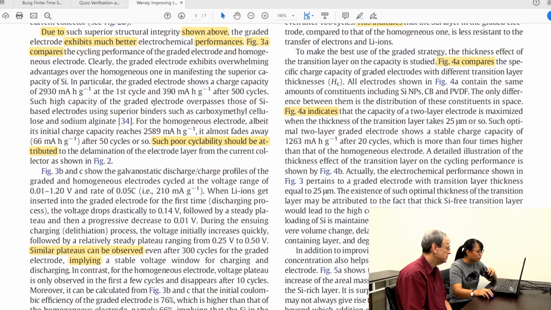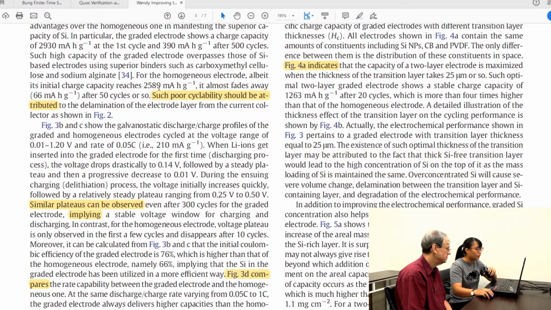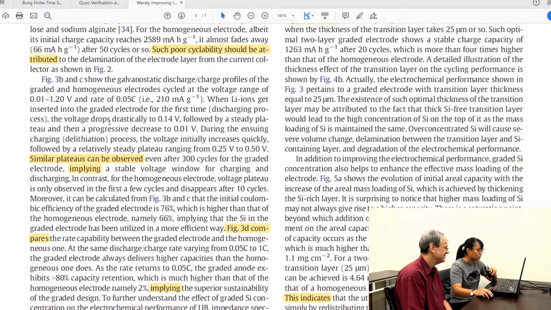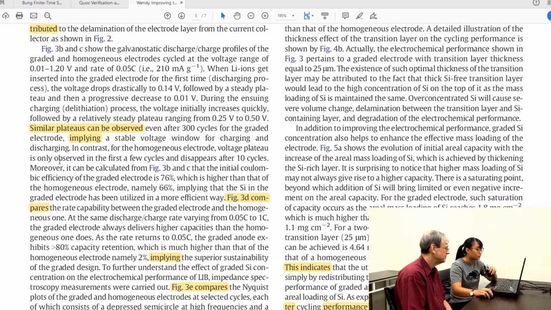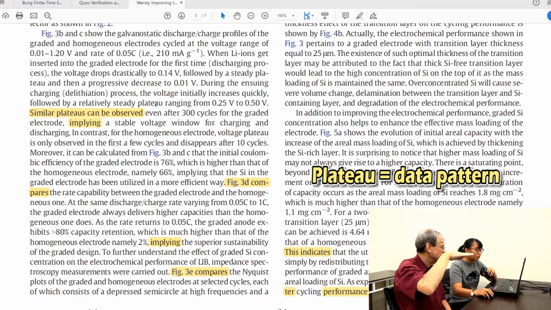Yes. So we can see that there are some keywords inside this division, like "compared" or "due to." "Due to" means the interpretation component, and "compares" is the comparison component. And here we can see another keyword, "should be attributed." This is really common in chemical engineering articles. Right. And the next one is the data pattern. This is almost the only data pattern shown in these articles. This is a plateau. A plateau is where it levels out. So yes, that's a pattern.